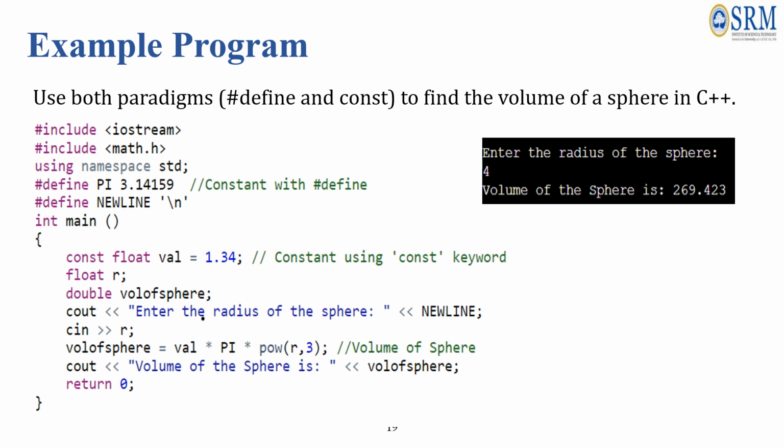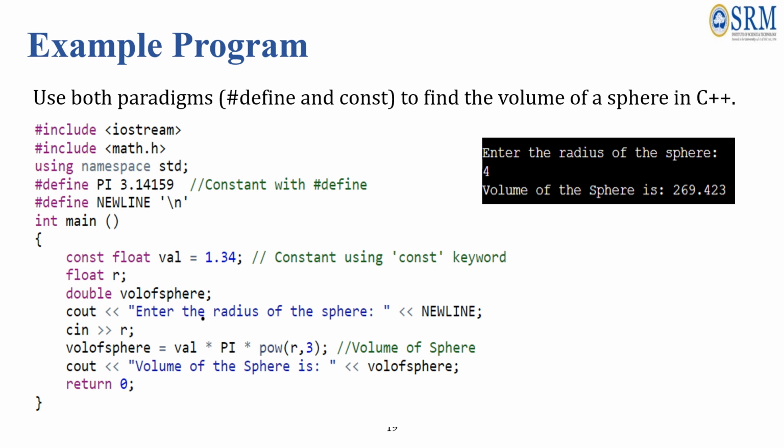VAL is equal to 1.34. So 1.34 is nothing but, we know the volume of sphere formula, isn't it? Like 4 by 3 pi r cube is the formula. So instead of 4 by 3, VAL is substituted as 1.34. So VAL into pi, where the pi value is substituted with 3.14159, into POW of r comma 3, which is nothing but r cube, r to the power of 3.